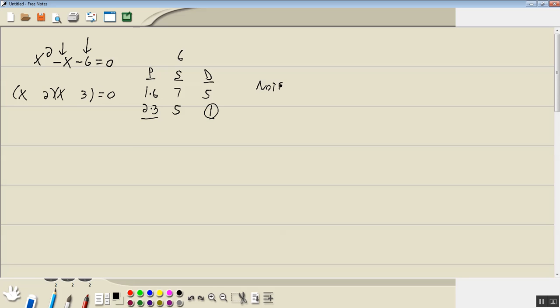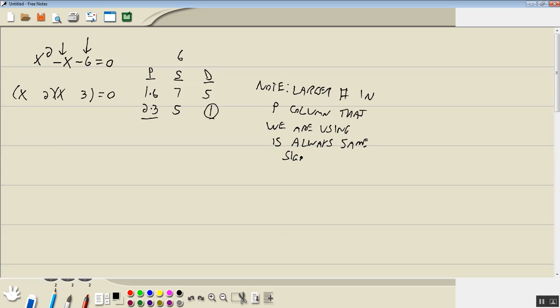Note, our larger number, you can read my writing, in the P column that we are using is always the same sign as the middle term.